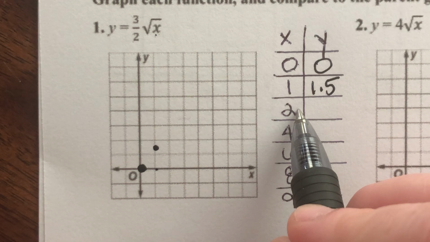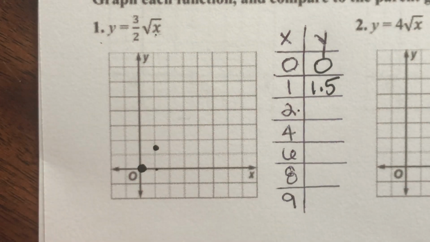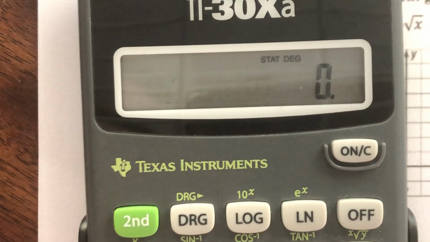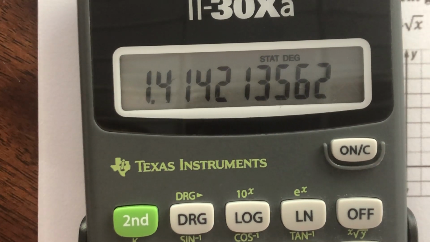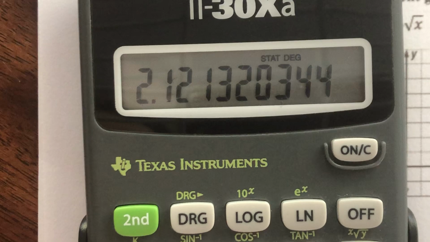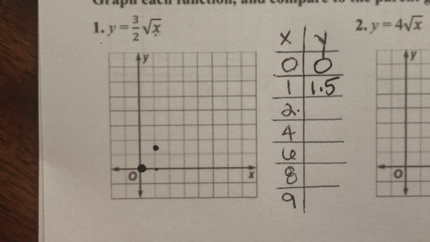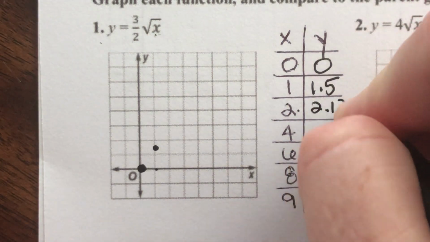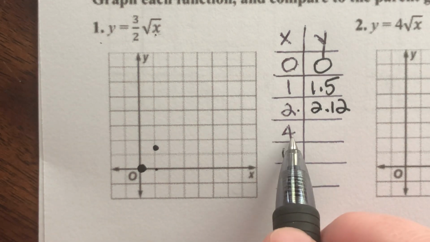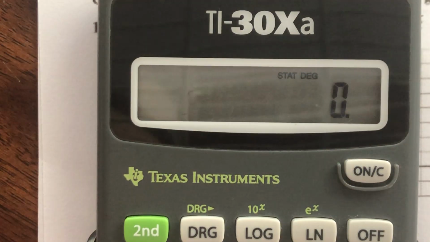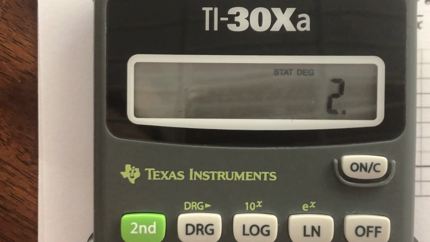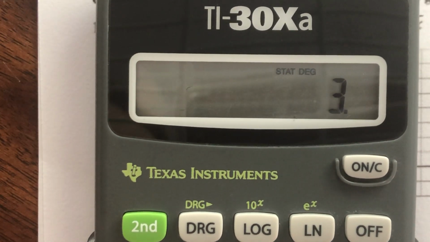When x is 2, what's y going to be? Well, I got to find the square root of 2. And then I'm going to multiply that by 3 halves, which is 1.5. And I get about 2.12. When x is 4, what's y going to be? Well, the square root of 4 is 2. Multiply that by 1.5, and I get 3.